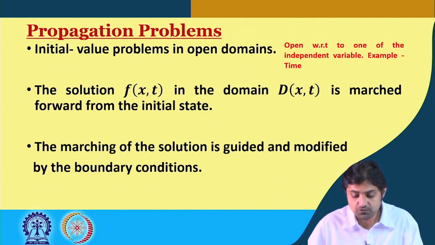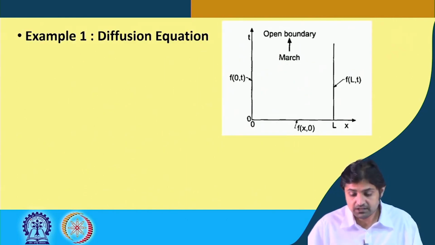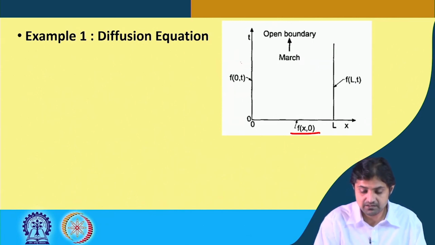So, the marching of the solution is guided and modified by the boundary conditions. If we have a different boundary condition, we still have to specify the boundary condition at time t equal to 0, the initial point, and we will also have to specify the initial values at all the points in the domain. So, boundary conditions and also the values at all the points in the domain initially too. Example 1 here is the diffusion equation. You see, this is an open boundary and we have to go from it, it is in x and this is in time t.